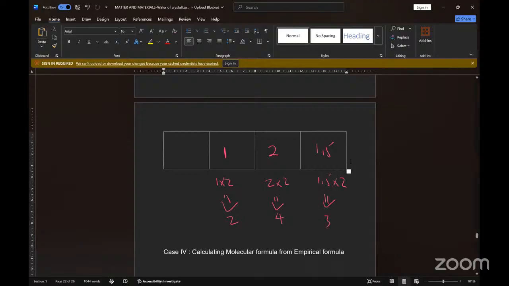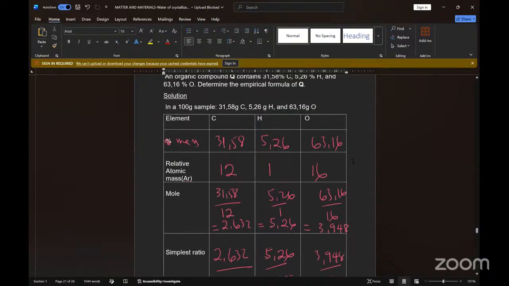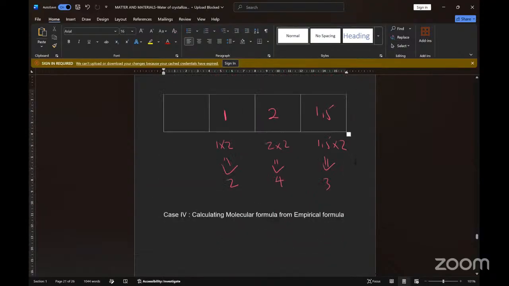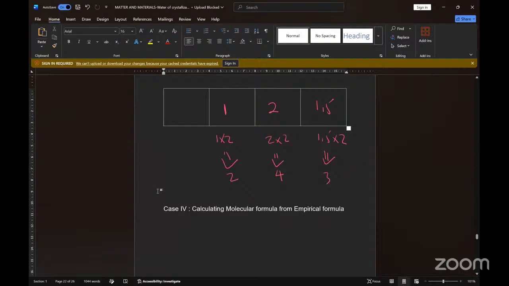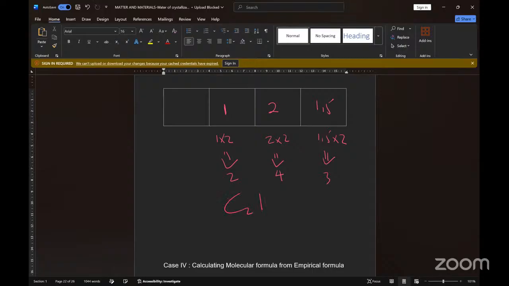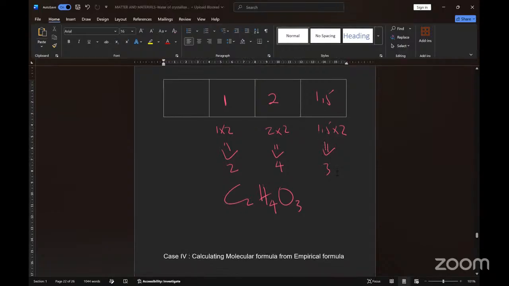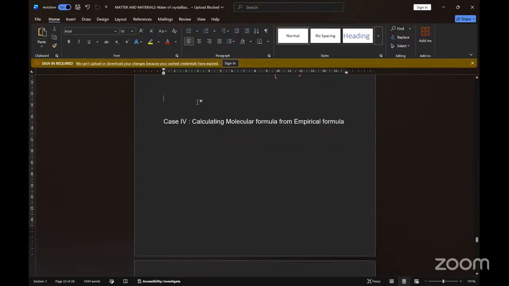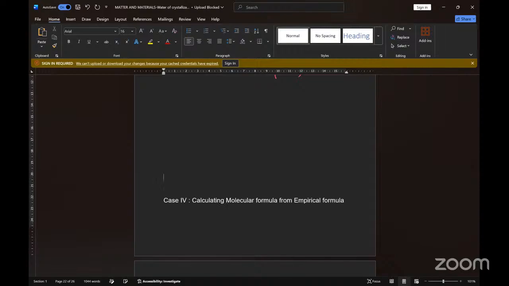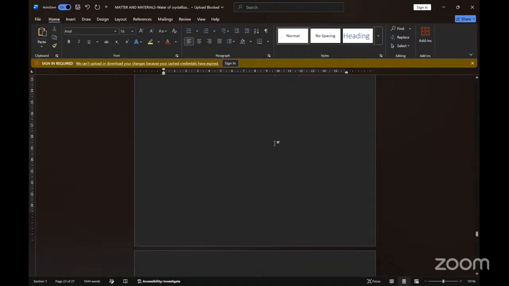So this is how you calculate these types of questions. So this is also CHO, but then your empirical formula is going to be like this: C2H4O3. So for this kind of questions, when you get a value 1.5, you should consider multiplying it by 2 so that it doesn't create a lot of errors. Okay. So this brings us to the end of the various questions that they ask.